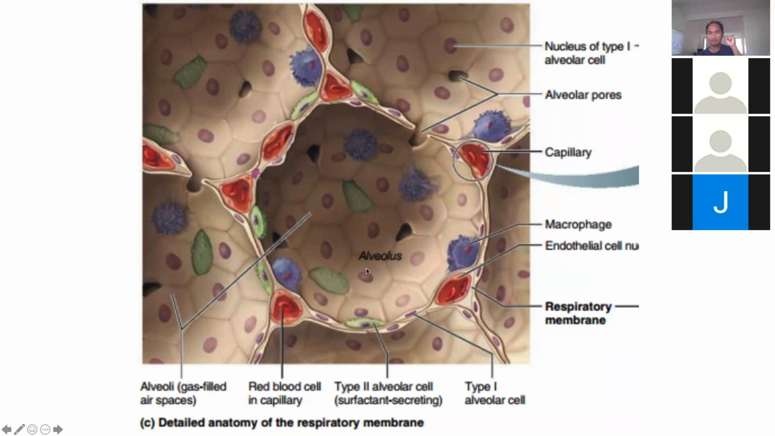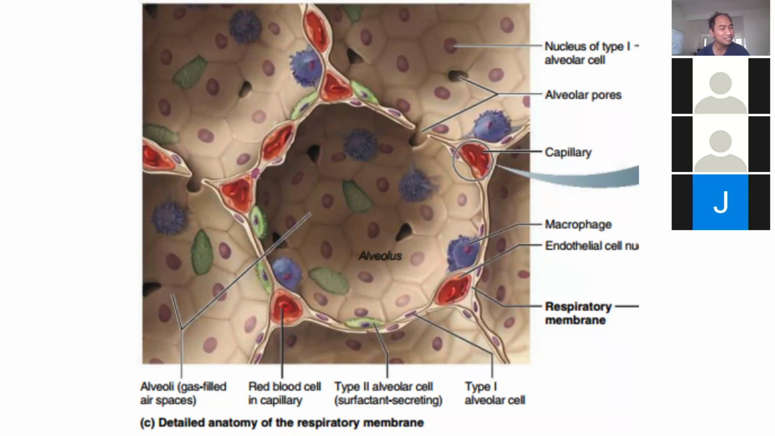If we do not have surfactant, the alveoli will collapse and air cannot get to the alveoli, and they cannot deliver oxygen into the capillary. That is what we call respiratory distress syndrome. Respiratory distress syndrome in the neonate is because of the lack of surfactant, due to prematurity. These cells are not mature and cannot make enough surfactant.